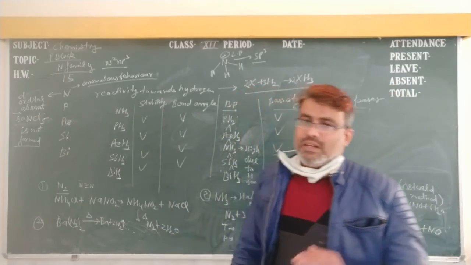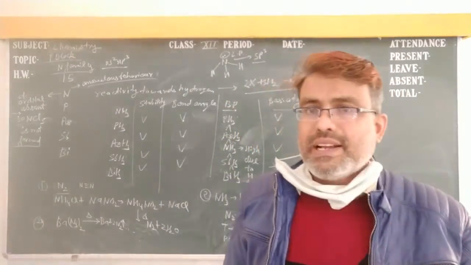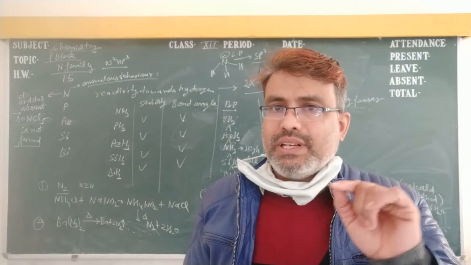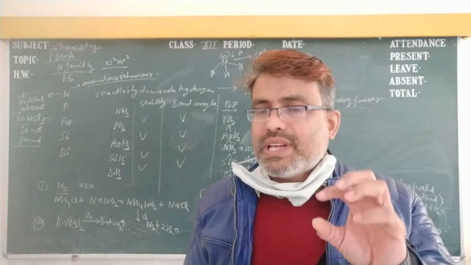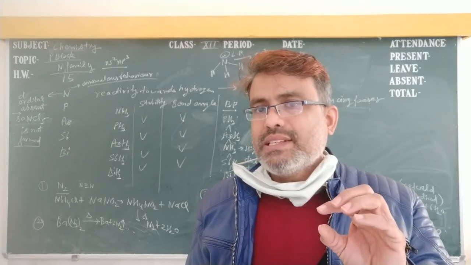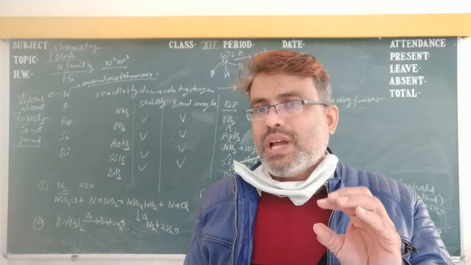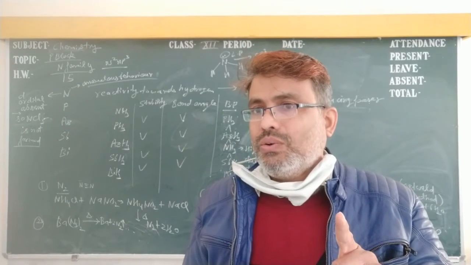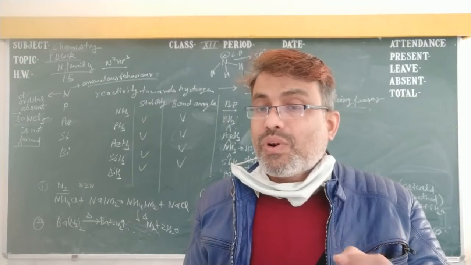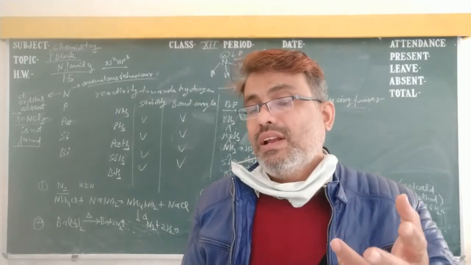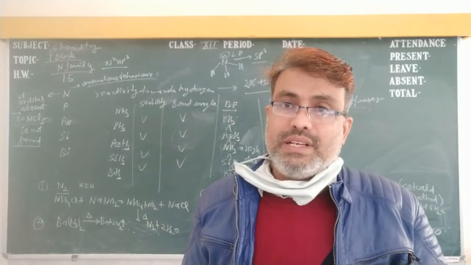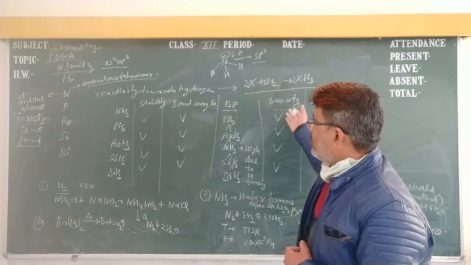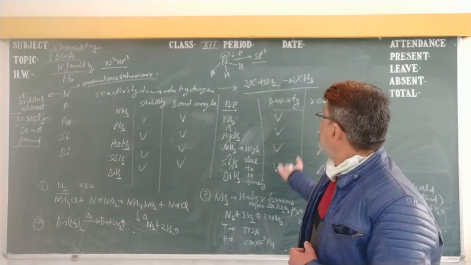It means basicity here is the tendency to give the lone pair. Nitrogen has a small size, and in a small size there is more electron density. So the electron density of nitrogen in NH3 is high. It has more electron density, so it can donate the lone pair easily. So the basicity of ammonia is high. And further, as we move from ammonia to BiH3, the basicity is decreasing.